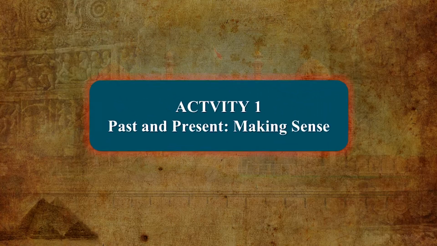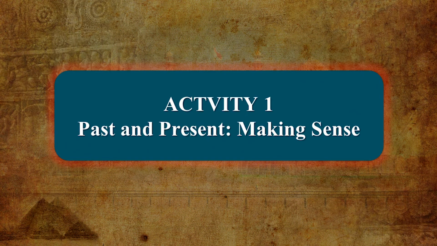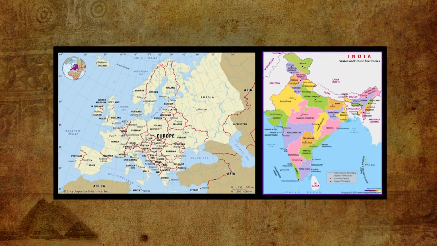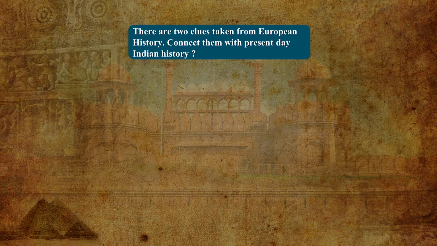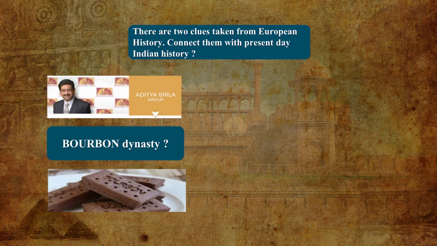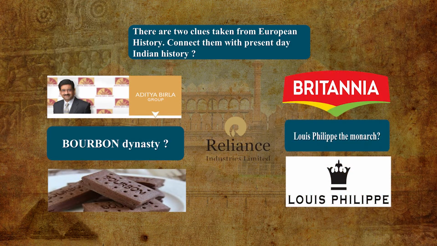Moving to the next, look at another activity that we are going to see. This activity is known as past and present making sense. Why is it past and present? Because in history we try to connect past and present to make some kind of relevance. If you look at your left hand side, it is a Europe map, and on the right hand side it is an India map. Based on this we will be putting up some questions. There are two clues taken from European history, and we are trying to connect them with present day India.